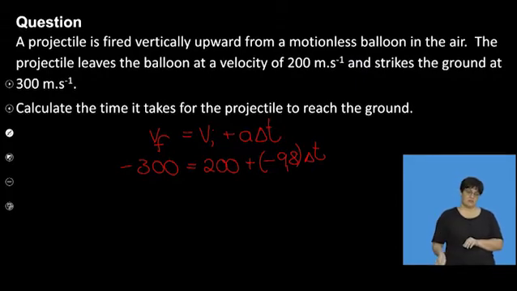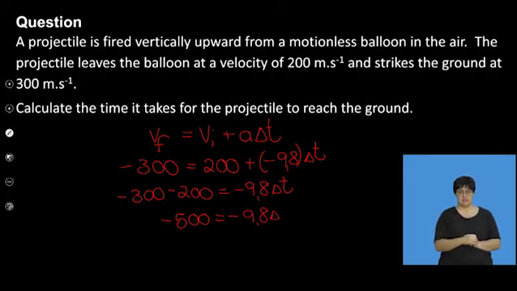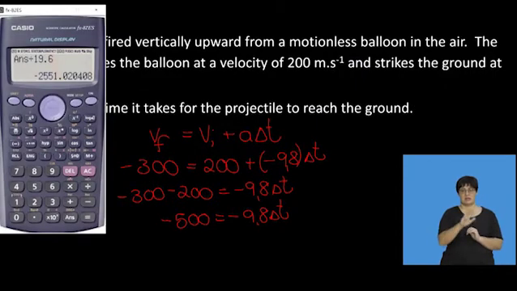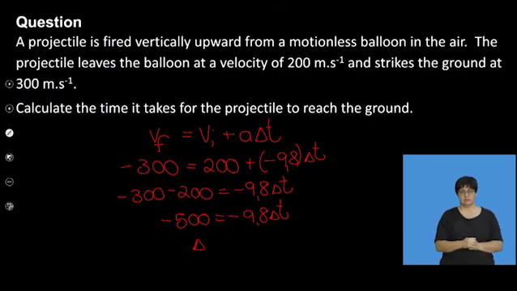Okay? So I'm going to take the 200 over. So this tells me I've got minus 500. I'm sure you guys can all do that. Minus 9.8 delta t. I need t on its own, so I'm going to divide both sides by minus 9.8. Minus 500 divided by minus 9.8 gives me 51.02 seconds.